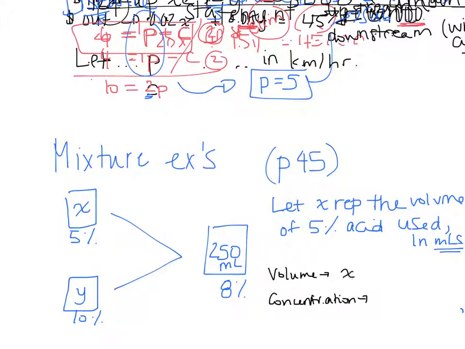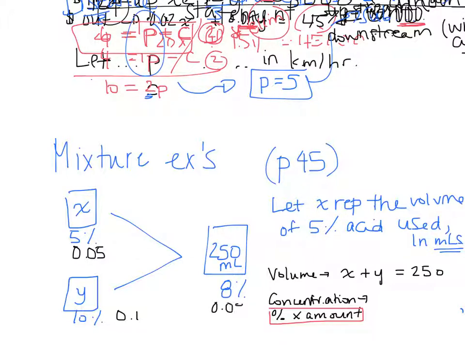The volume equation is easy. That one's just x plus y equals 250. For the concentration equation, you have to remember to multiply the percent times the amount. Always percent times the amount, all the way through the equation, even in your total. Even at the end, it's the percent times the amount. So 5% is 0.05, 10% is 0.1, and 8% is 0.08.